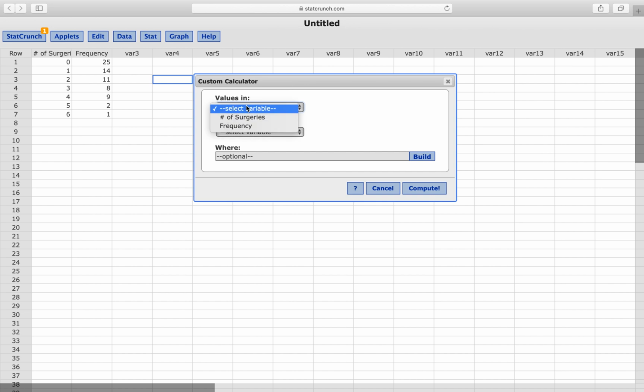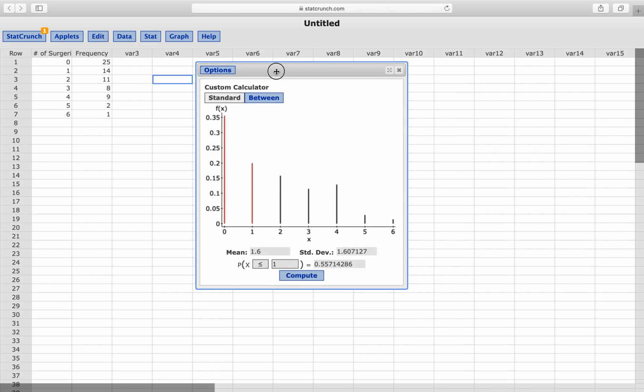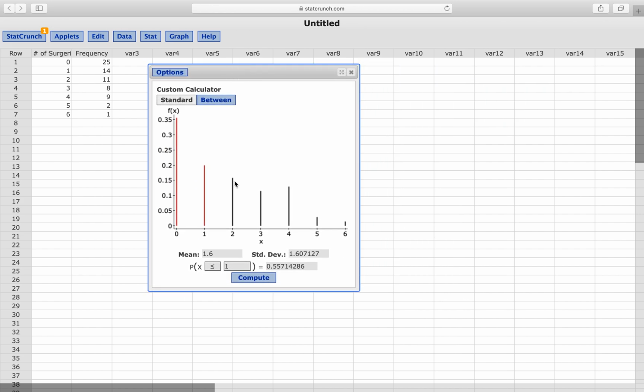Once we do that, we want to put number of surgeries, our x, in the values in, and the weights is our frequency. So that'll go there. And once you have those two filled in, you can hit compute. What this will do is make a distribution. So this means 35% of the data points were 0 surgeries, about 20% were 1 surgery, and so on.